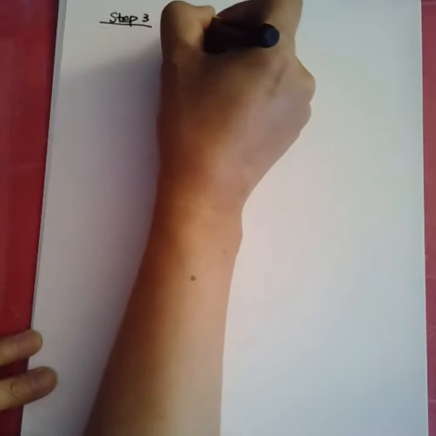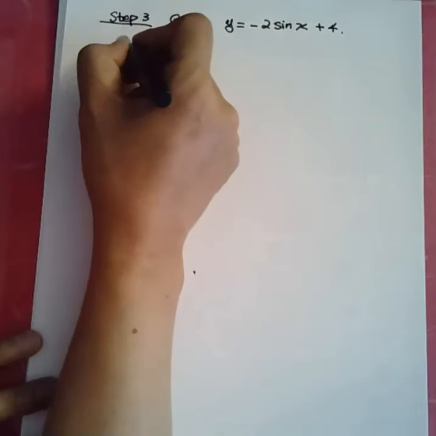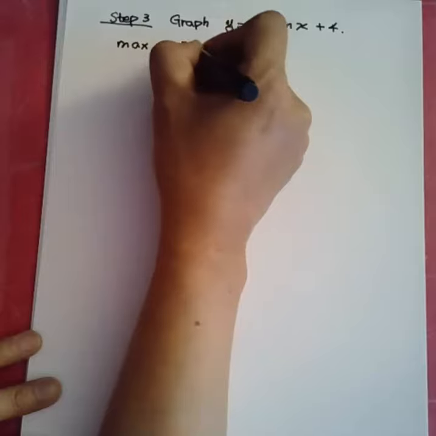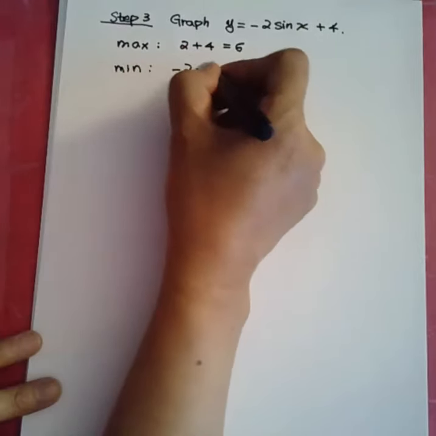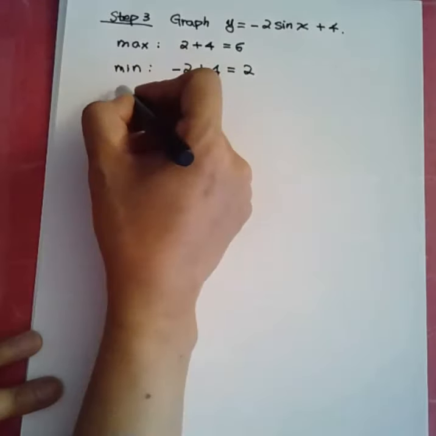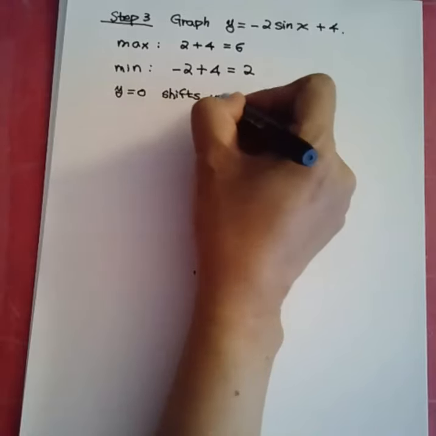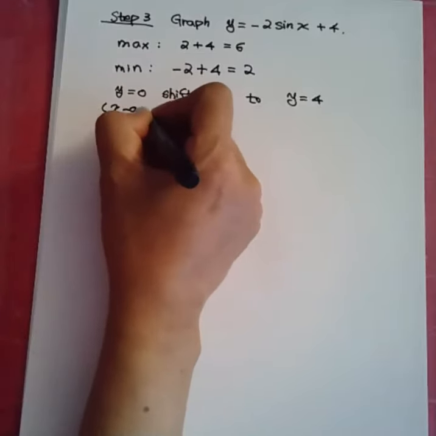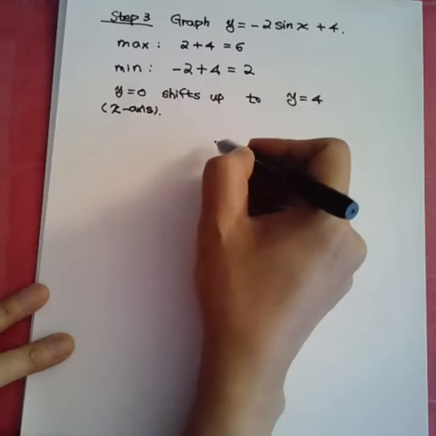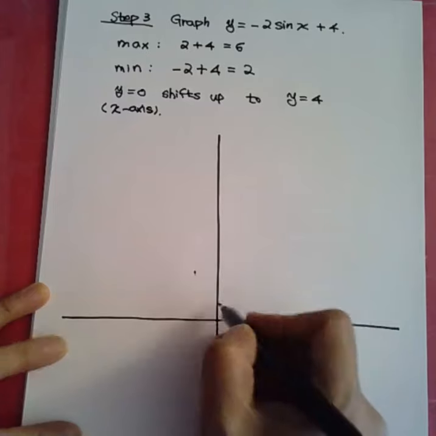Let's graph y equals minus 2 times sine of x plus 4. So maximum will be 2 plus 4, which is 6. And minimum will become minus 2 plus 4, which is 2. Y equals 0 shifts up to y equals 4. So y equals 0 was the x-axis. The entire graph will be located above x-axis.